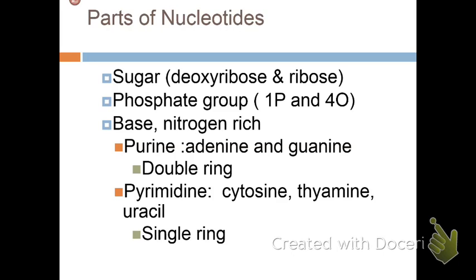Your bases, you have some options here. You have bases that are called purines, and that's going to be adenine and guanine. Purines have a double ring structure, but the pyrimidines are cytosine, thymine, and uracil. They only have a single ring structure.